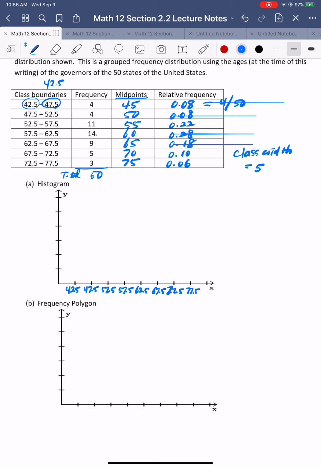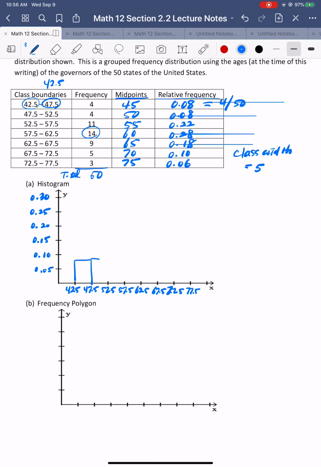And then the highest number you can get is a 14, but we have to use the relative frequency. So the highest number we can get is 0.28. So each one, I want to say 0.05, 0.10, 0.15, 0.20, 0.25, 0.30, okay? So the 4.25 between the 47.5 is going to be 0.08. So about here.